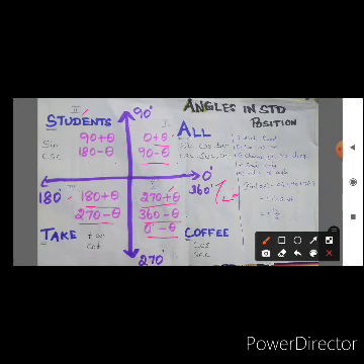Now we have to find which one is positive or negative. We have 6 ratios: sin theta, cos theta, tan theta, cosecant theta, secant theta, cot theta. The shortcut for these identities is: all students take coffee. That means all students take coffee. So sin theta, cos theta, tan theta, cosecant theta, secant theta, cot theta are all positive in the first quadrant.